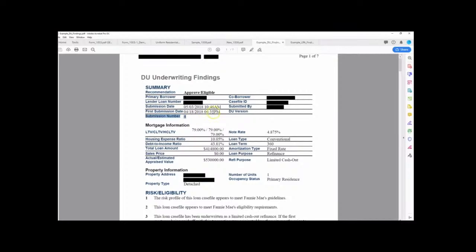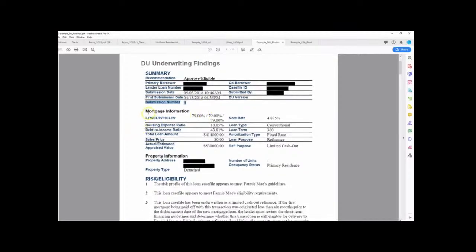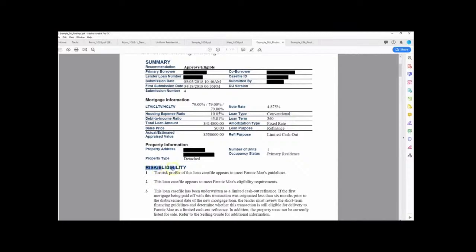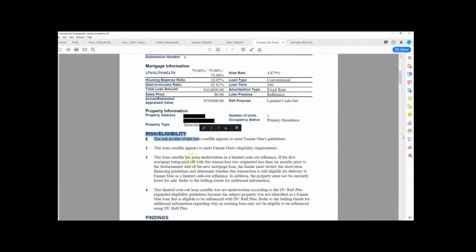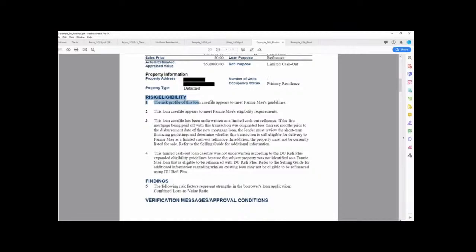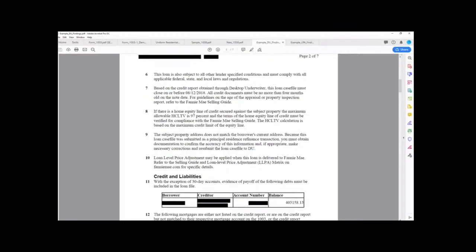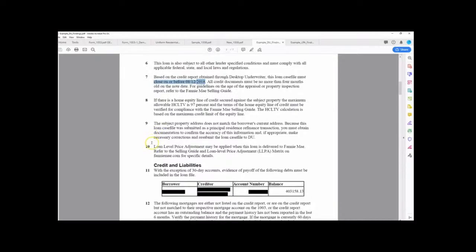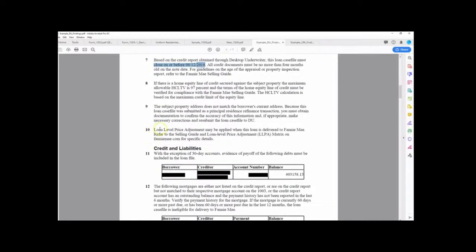But again, you want to make sure that you do your due diligence in making sure the loan qualifies. Does the information for the mortgage tell you the risk eligibility? And right here, the risk eligibility tells you the stuff that you have to really condition for. So scroll down, the findings. Right here, it tells you when your credit report expires. You might have an old credit report, and it might say, hey, that expired already. You got to get a new one.